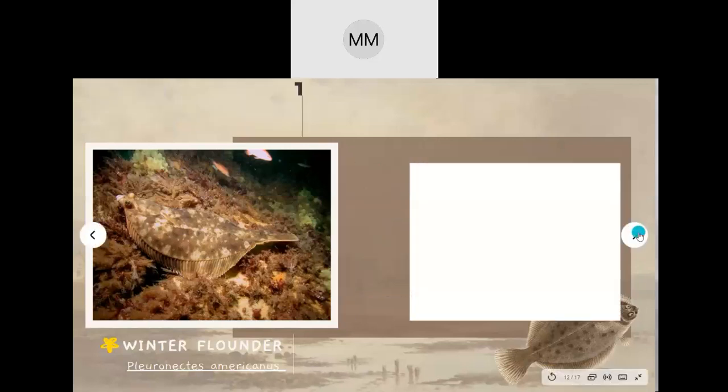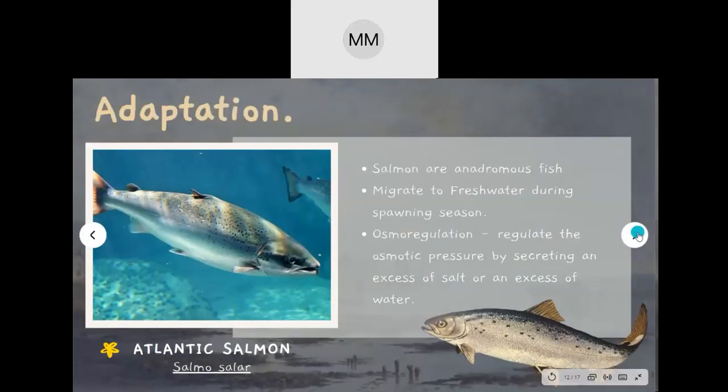Okay, next. The second one is Atlantic salmon. Atlantic salmon are marine fish, but they are connected to the estuaries during their spawning season, where they migrate from seawater to freshwater. They are anadromous fish, okay? So they have several adaptations. One of them is osmoregulation. Osmoregulation means they can regulate the osmotic pressure by secreting an excess of salt or an excess of water inside their body.